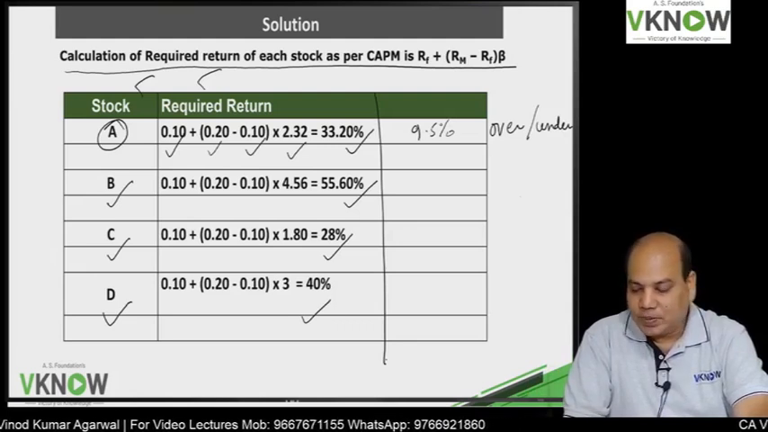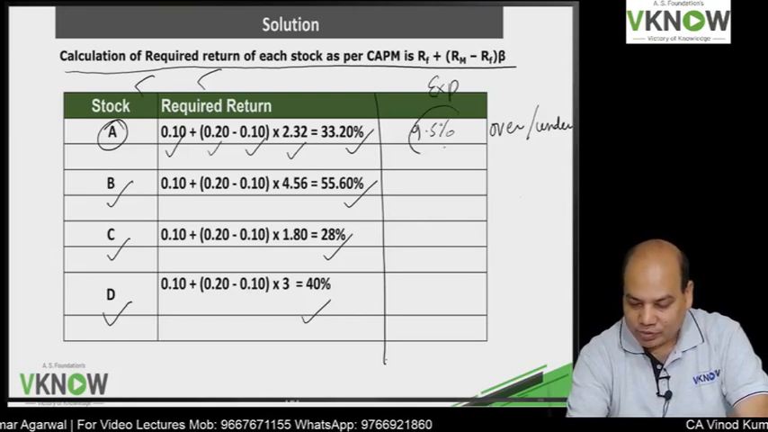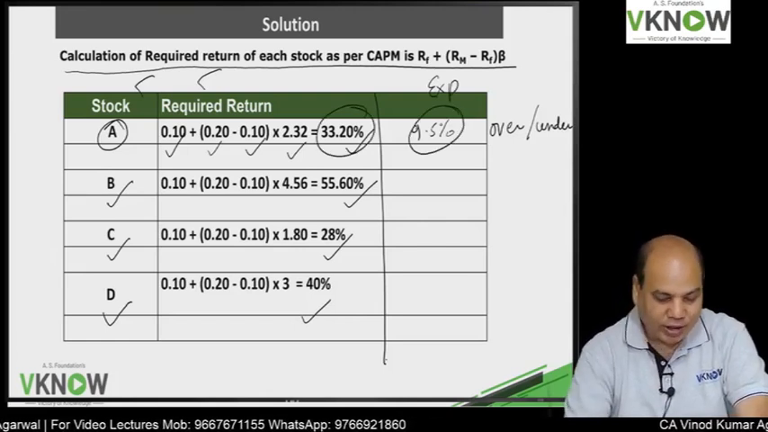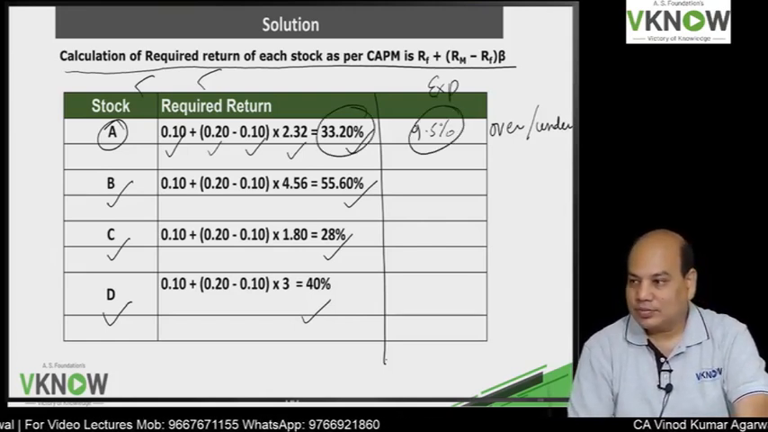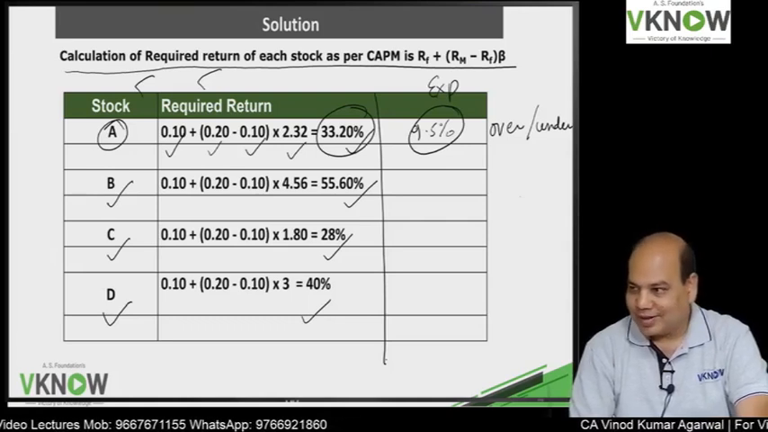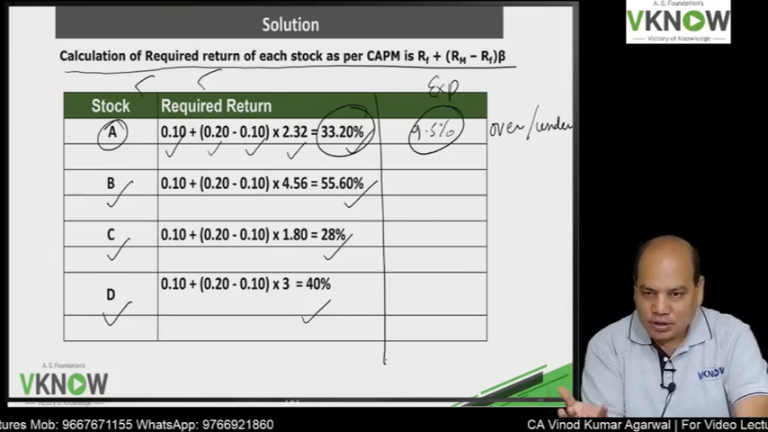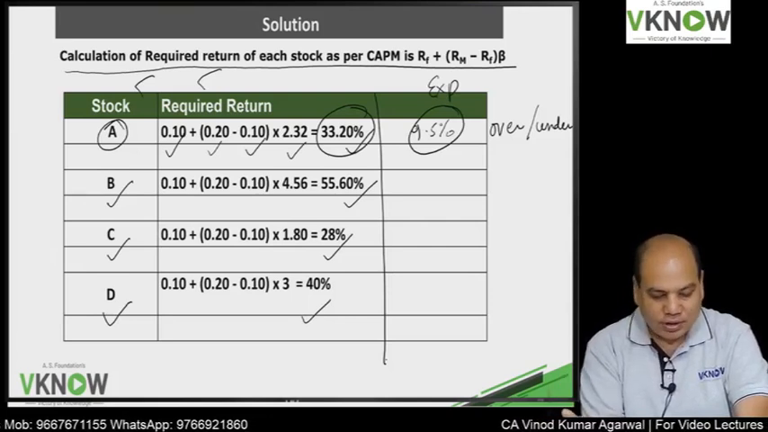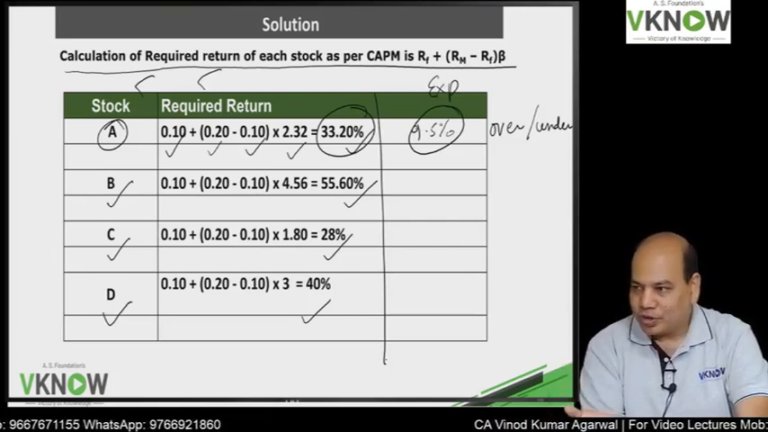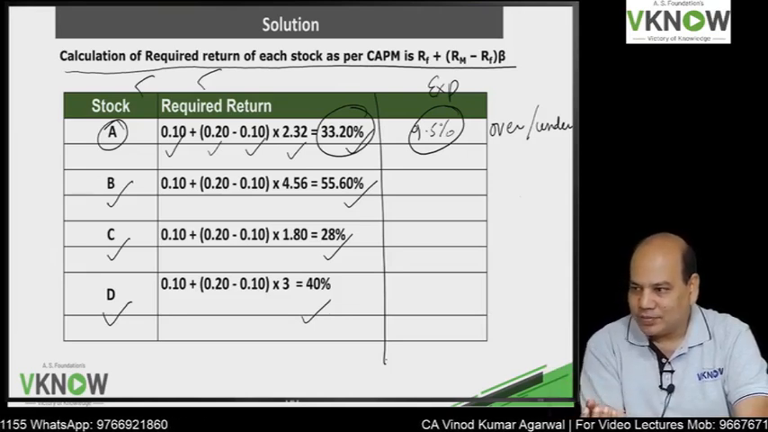If expected return is less than required return, it is overvalued. You are getting less, which means you are paying more. If you are getting less return, it means you are buying something expensive.